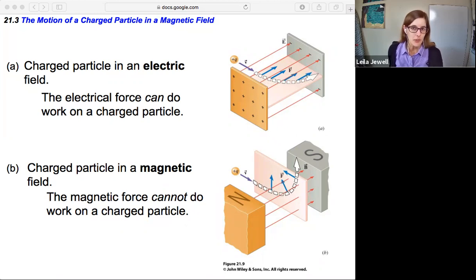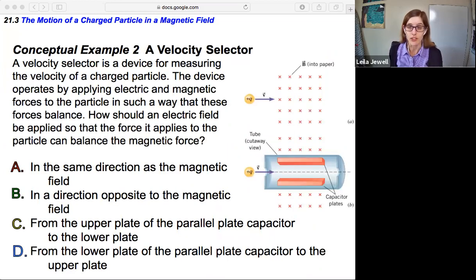Now that we know a little bit about how the magnetic force and the electric force can both change the particle's path, let's take a look at a conceptual example. Conceptual example 2, a velocity selector. Velocity selector is a device for measuring the velocity of a charged particle. The device operates by applying electric and magnetic forces to the particle in such a way that these forces balance.